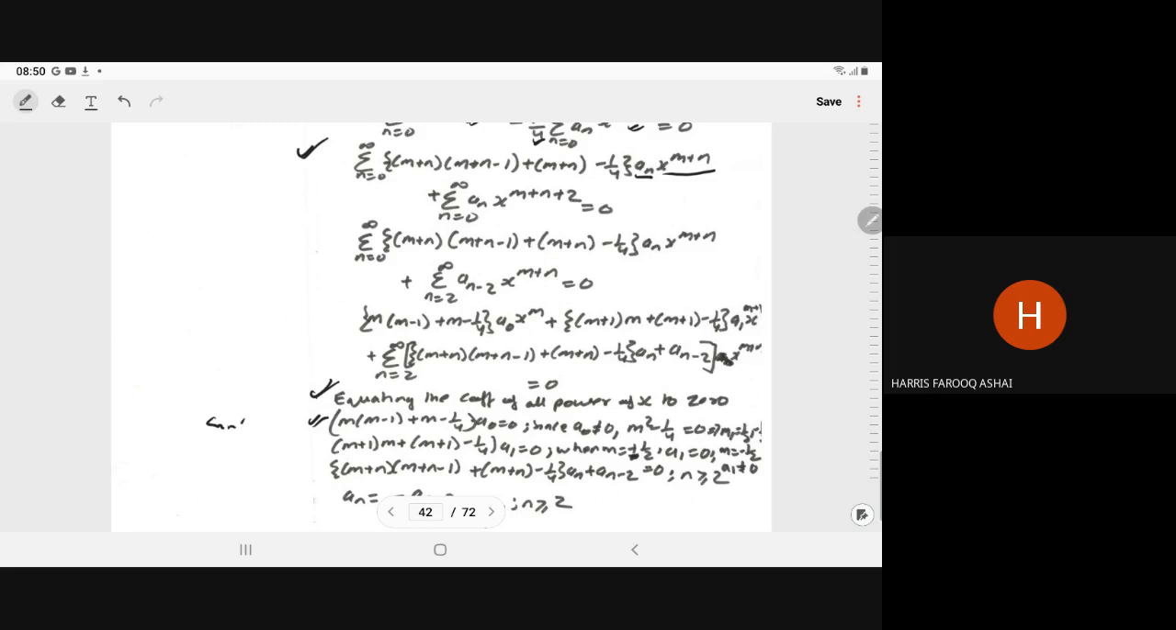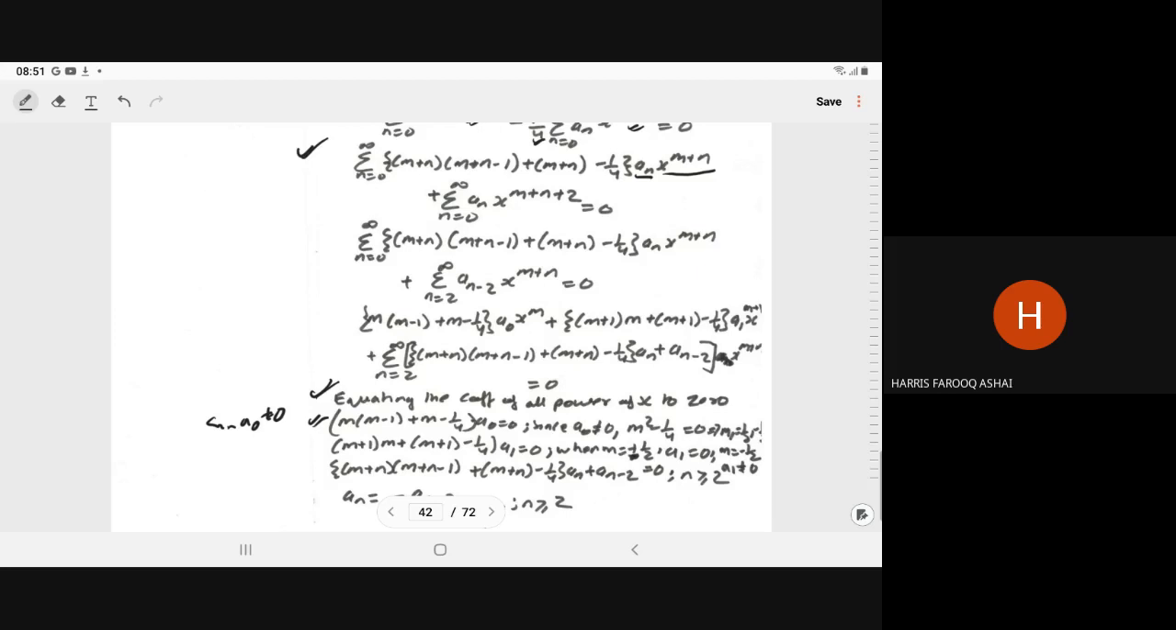Since a naught is not equal to 0, you will get the indicial equation m square minus 1 by 4 is equal to 0. That is, m is equal to half and minus half.